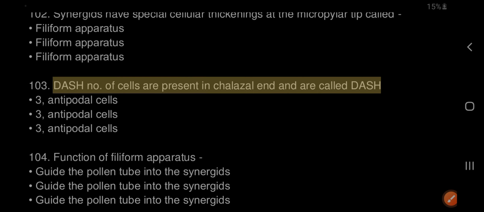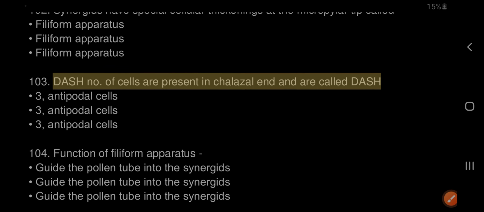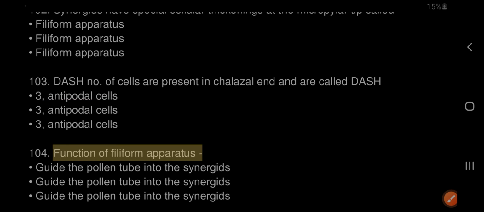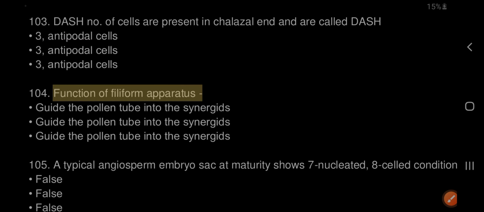3. Antipodal cells. 104. Function of filiform apparatus. Guide the pollen tube into the synergids.